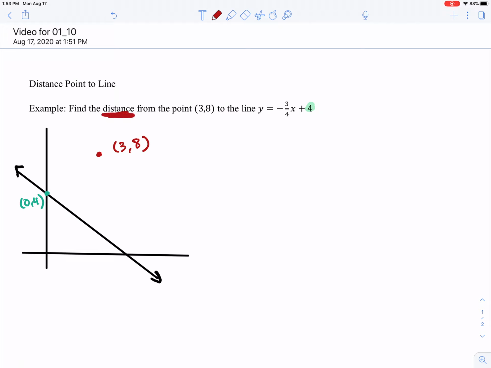And even though it just says distance, it's actually implied to be the perpendicular distance. So I don't have to say perpendicular for it to be assumed perpendicular. And we're trying to find, I'll call this D for distance.